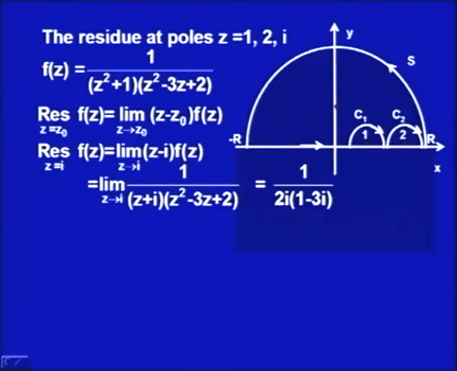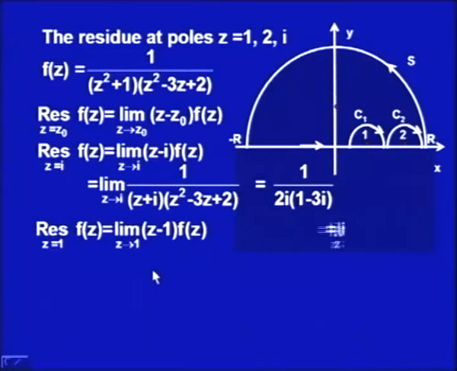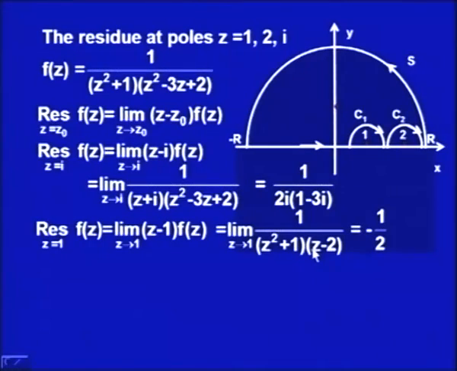Then we want the residue at z equal to 1. Again by definition it is the limit as z approaches 1 of (z minus 1) times f(z). z minus 1 is a factor of z squared minus 3z plus 2, that is (z minus 1)(z minus 2). So we actually get 1 upon (z squared plus 1)(z minus 2), limit as z approaches 1. Evaluating at z equal to 1, the first term gives 2 and the second term gives 1 minus 2, that is minus 1. So I get 1 upon 2 times minus 1.